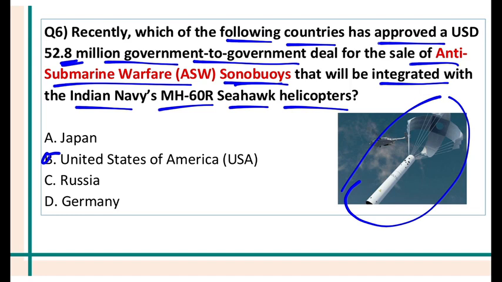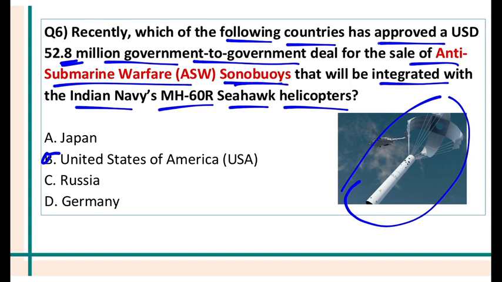So what are sonobuoys? Sonobuoys are small expendable devices in underwater acoustics and sonar systems to detect and analyze sound in the ocean, particularly for tracking submarines. They are used for anti-submarine warfare. It is a core technology for anti-submarine warfare. So these sonobuoys will go deep into the ocean and they will track hostile submarines.